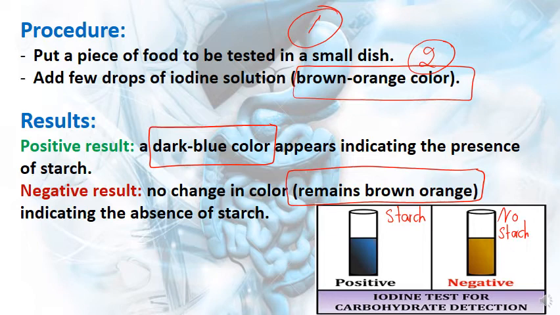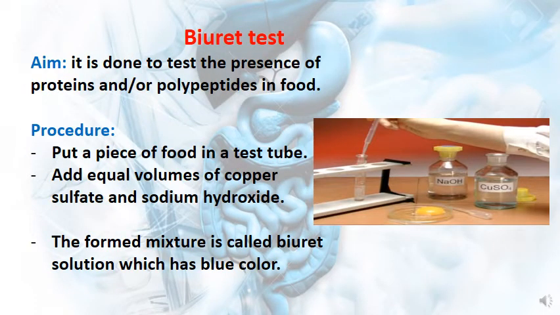Let's move now to test number 3. Test number 3 is called Biuret test. Biuret test is done to identify the presence of proteins and or polypeptides. So we have proteins and polypeptides, or we have proteins or polypeptides. Either we have protein and polypeptide together, or we have proteins or we have polypeptides.